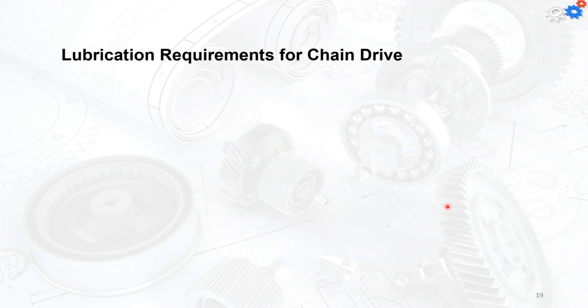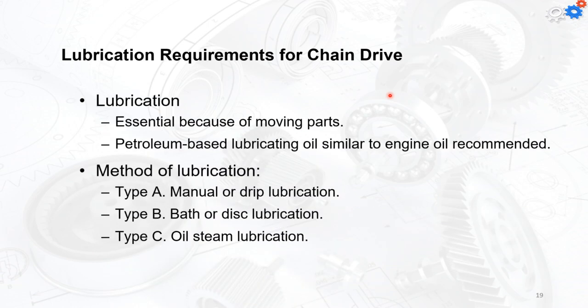Now, we said once again that the lubrication requirement is going to be very important. Otherwise, the chain itself will start to erode and break down. For the method of lubrication, we said that we have 3 different types depending on the type of chain we're using. Usually, we use petroleum-based lubricating oil similar to engine oil, which is recommended. To be honest, back in the old days, something like 200 years ago, they were using animal fat to do the lubrication for the chains.